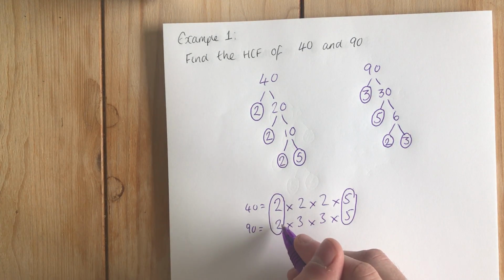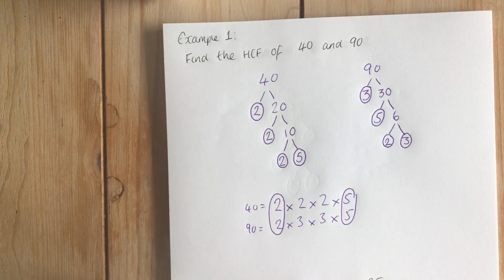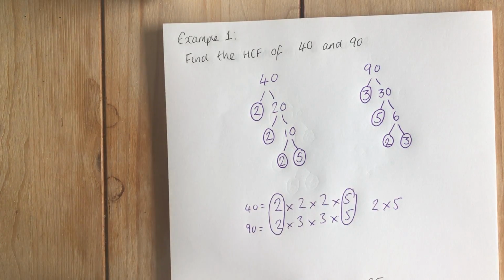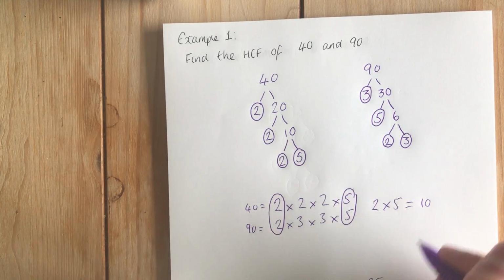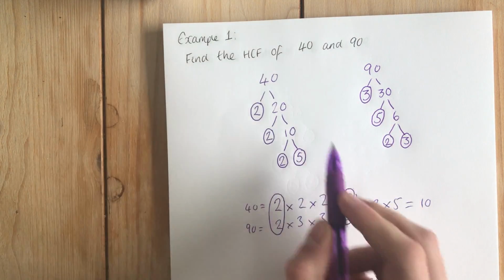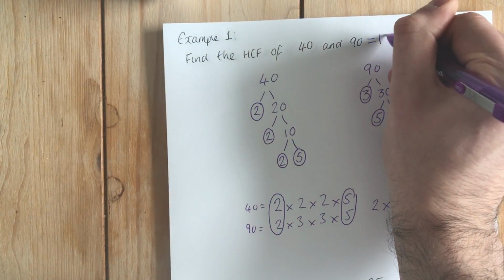What I do now is I multiply any sets of numbers I've circled. So I've got a set of 2 and a set of 5. So I do 2 times 5. That equals 10. That tells me that the highest common factor of 40 and 90 is 10.